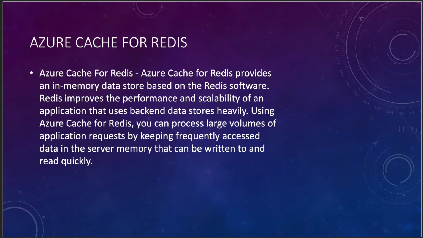Azure Cache for Redis provides an in-memory data store based on the Redis software. So this is another thing you do if you want to accelerate your databases. You'll use Redis or you'll use Memcache. Azure Cache for Redis is basically just that, an in-memory database that you can store data in really quickly, and it gives you millisecond access to data requests coming in. You can keep frequently requested data in this cache to speed up customer service.